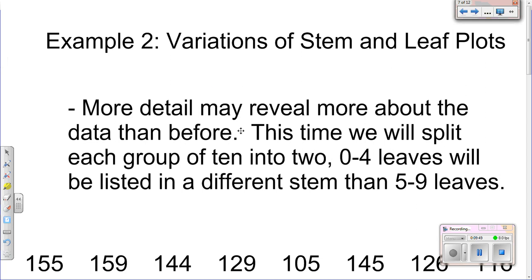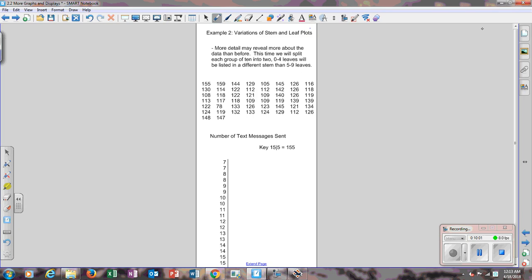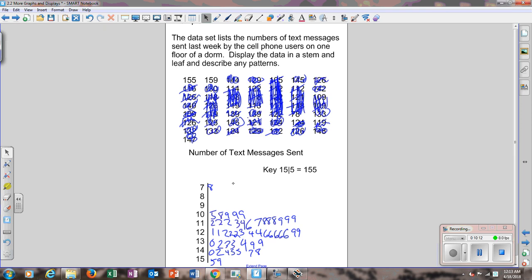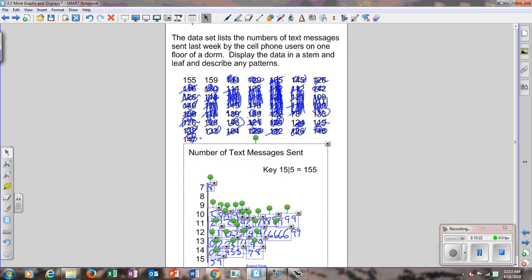It says more detail may reveal more about the data than before. This time we'll split it, each group of 10 into 2. 0 to 4 leaves will be listed in a different stem than 5 to 9 leaves. Now this is the same data as before, right? So instead of having my data listed out here, I'm going to look back at my other stem and leaf plot, because it's going to help me a lot more than going through that data all over again.